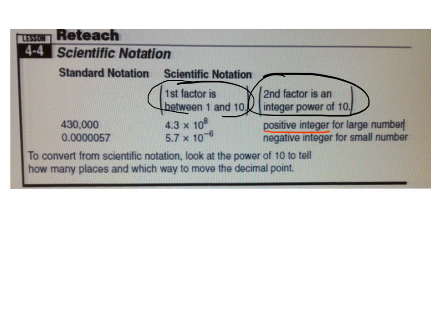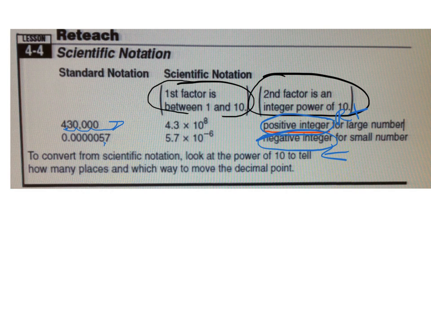Another thing to think about, something that's very cool. Think about your number line. Positive integers on your number line, where are they? They're to the right. Which way does your decimal point move in scientific notation if you have a positive exponent? Boom, it moves to the right. Positive integers are on the right. Negative integers on your number line. Negatives are where? They're to the left.